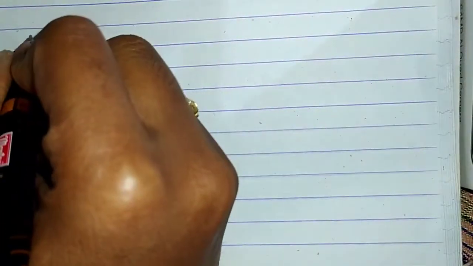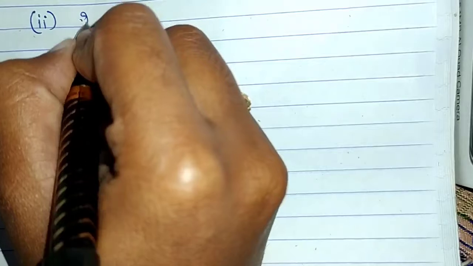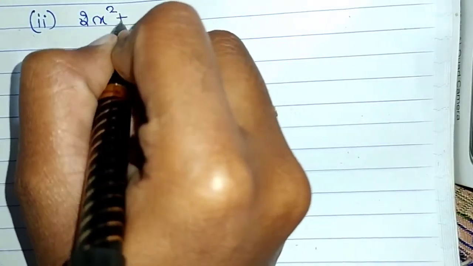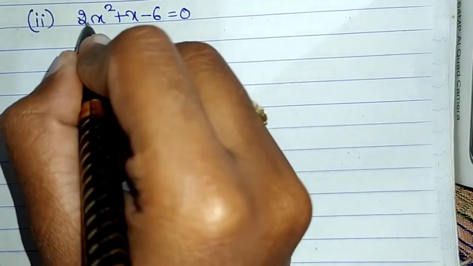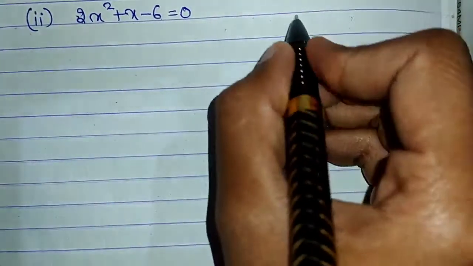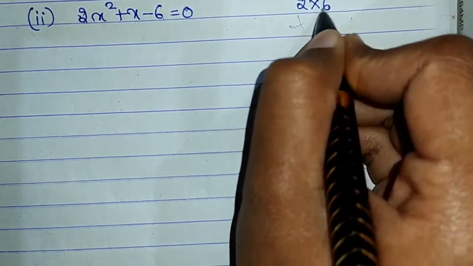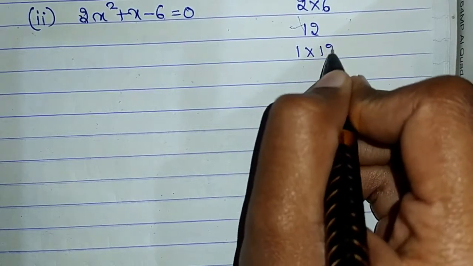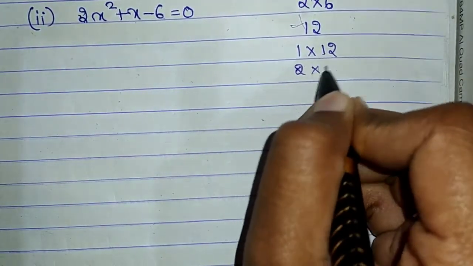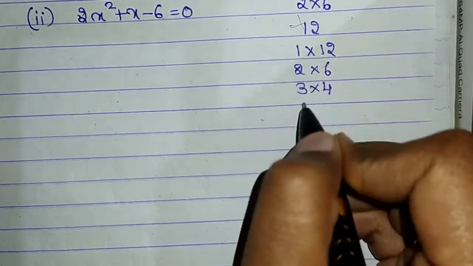Now the second sub question from your exercise 4.2 first main question is, the equation is 2x square plus x minus 6 is equal to 0. Just like before, multiplying the first number and the third number, 2 into 6, the answer is 12. Now let us write down the factors, 1 into 12, 2 into 6 and 3 into 4. These are the only possible factors.